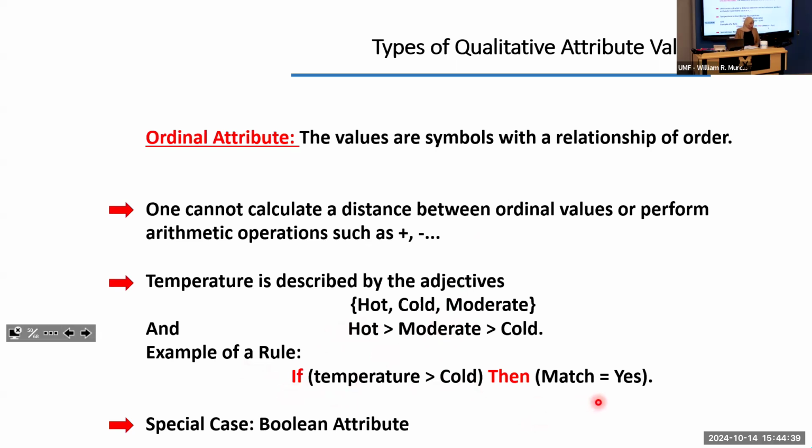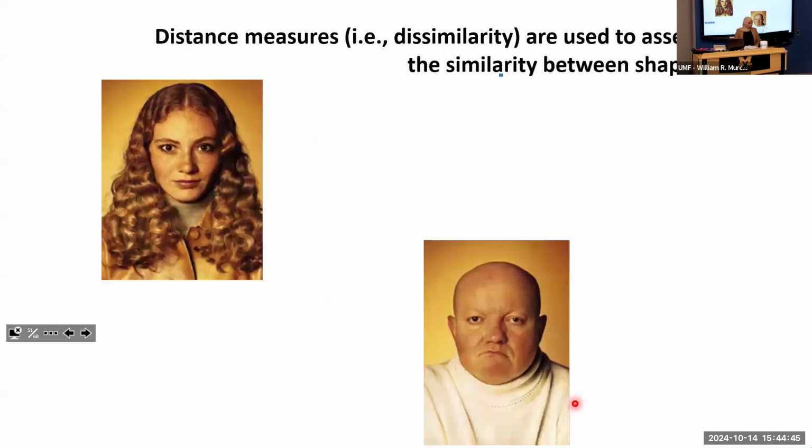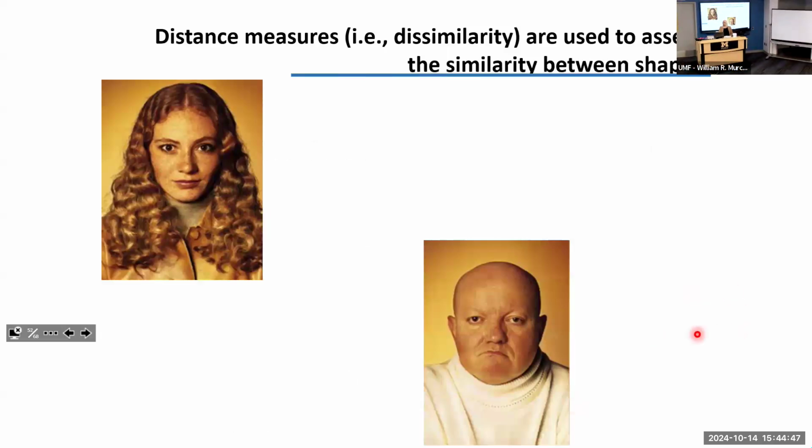And this is so particular in the case of Boolean attributes. Now let's move to this example, okay?